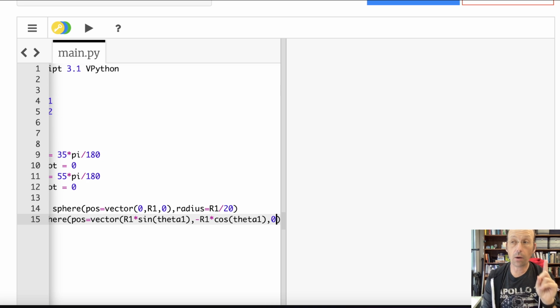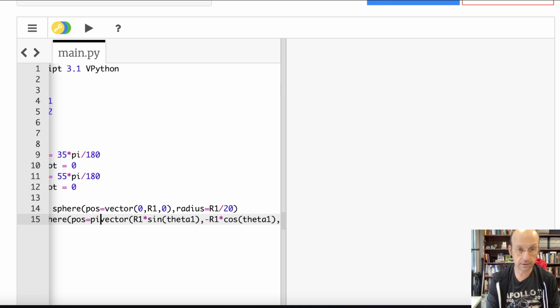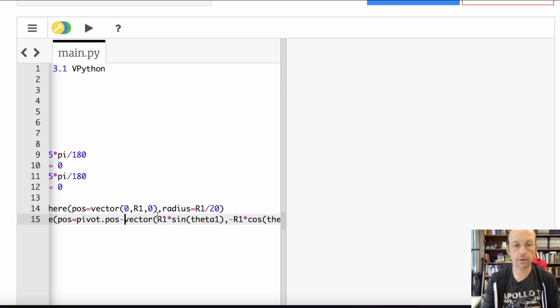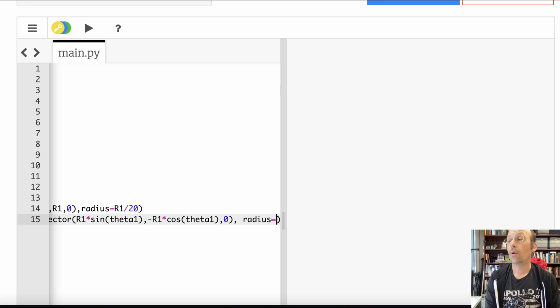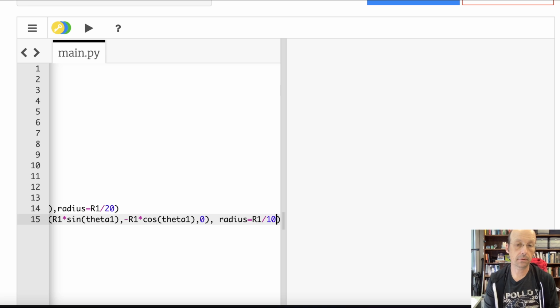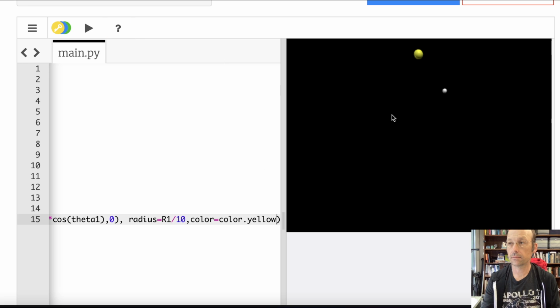Okay, but I want to put that below the pivot point. So I'm actually going to say this is pivot.pos minus this. Pivot.pos is the vector location of the pivot. Yeah, so I think that'll work. And then I need to give this a radius. Let's say radius equals, well, I want a little bit bigger. So let's say R1 divided by 10. And let's make it yellow. Color equals color.yellow. I shouldn't have this such a long line. And that's that. Okay, let's run this and see what happens. Oh. Minus. Plus. I guess it should be plus. This should be plus.